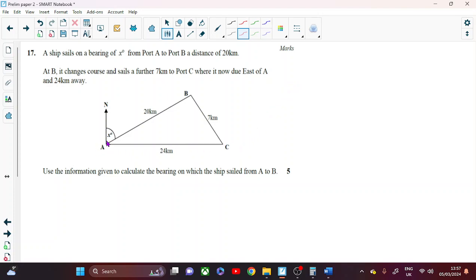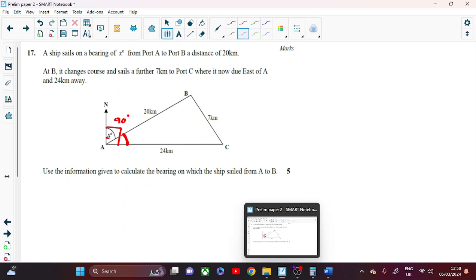If C is due east of A, then we know that this whole thing is 90 degrees and it's 24 kilometers away. Use the information given to calculate the bearing on which the ship sailed from A to B. So we want to work out this so that we can work out that. Now, we don't have any information about any of the other angles, so we can't use sine rule. That leaves us with the cosine rule.